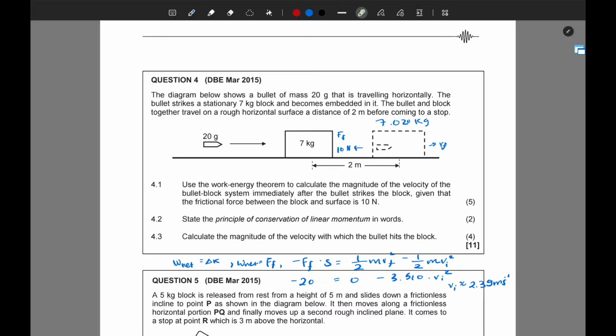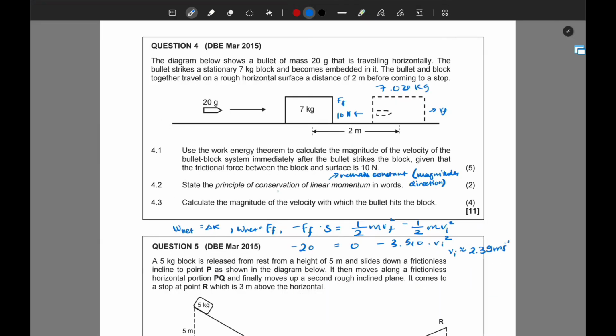The next question states the principle of conservation of linear momentum, which is that in an isolated system, aka no external forces, the linear momentum will remain constant in both magnitude and direction.